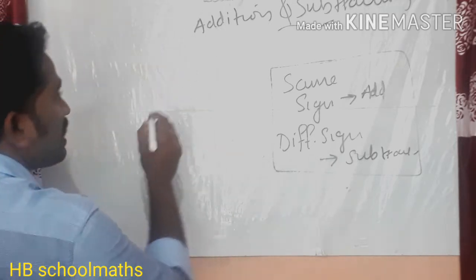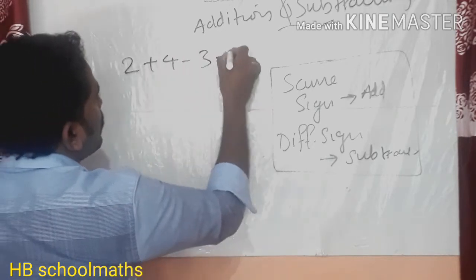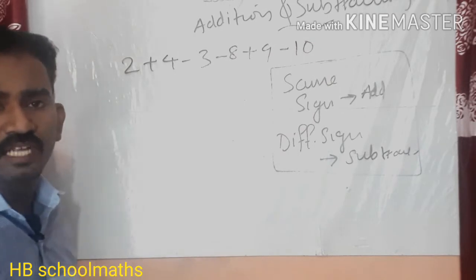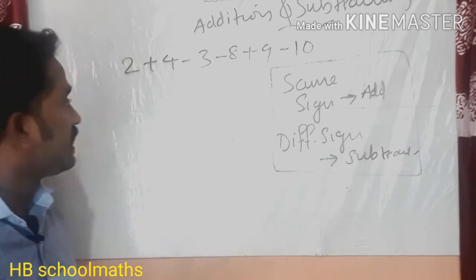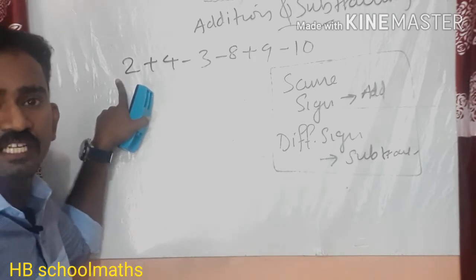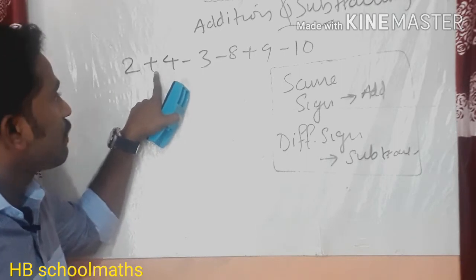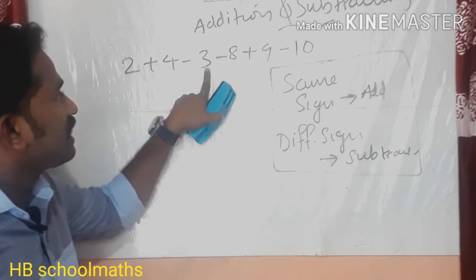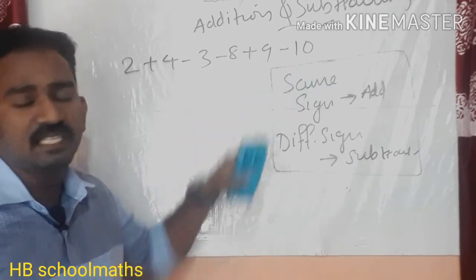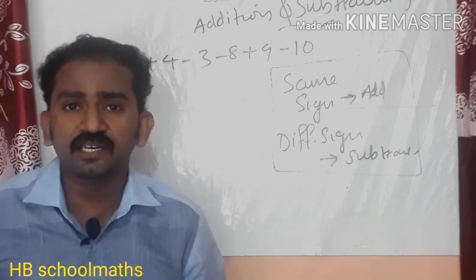Listen here. I'll write a group of positive and negative numbers: 2, +4, -3, -8, +9, -10. See here, a set of positive and negative integers I have written. On the left side of 2 there is no sign, which means it is a positive integer. 4 is a positive integer because there is a plus symbol before 4. 3 is negative, 8 is negative, 9 is positive, 10 is negative. Like that you should differentiate the positive and negative integers.